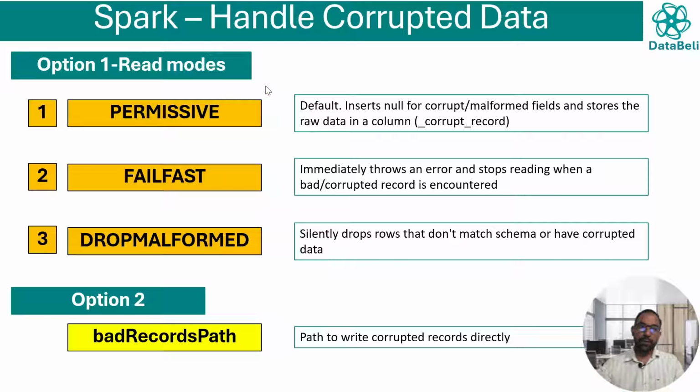So this is option 1, where we can specify these three read modes. And there is option 2, where we don't specify any mode, but we specify an option called badRecordsPath. In this path, Spark will write the bad records as JSON files. This path can be a central location where we can write bad records from any kind of files. We will see it in action. So these are the two options we have. Now let's see these options in action.